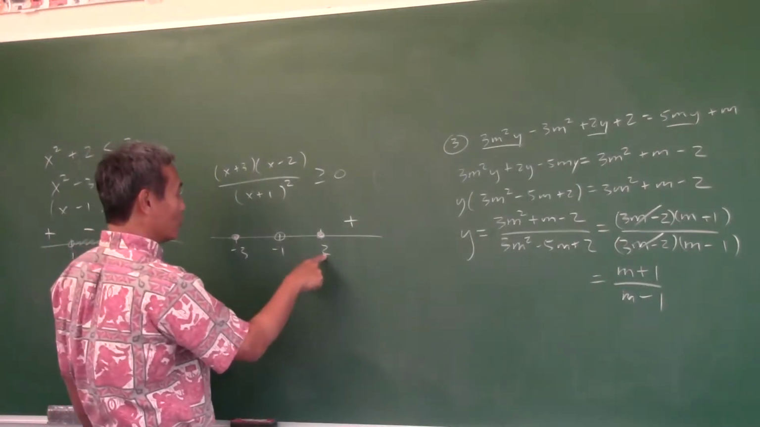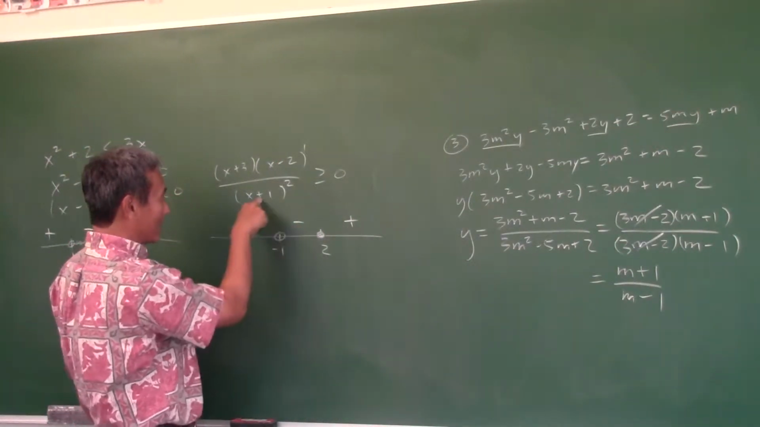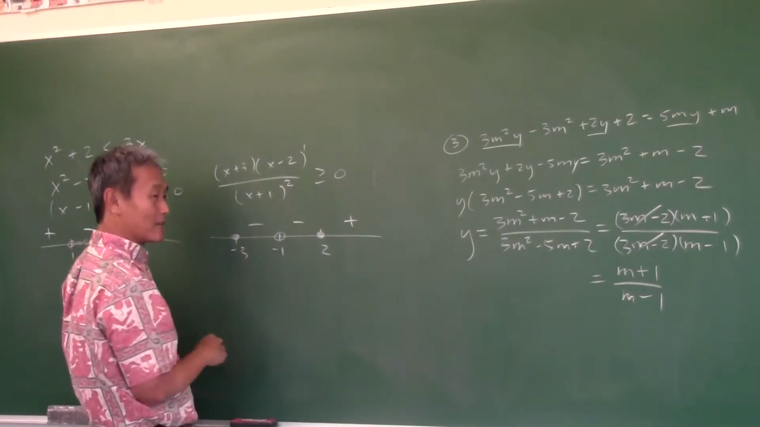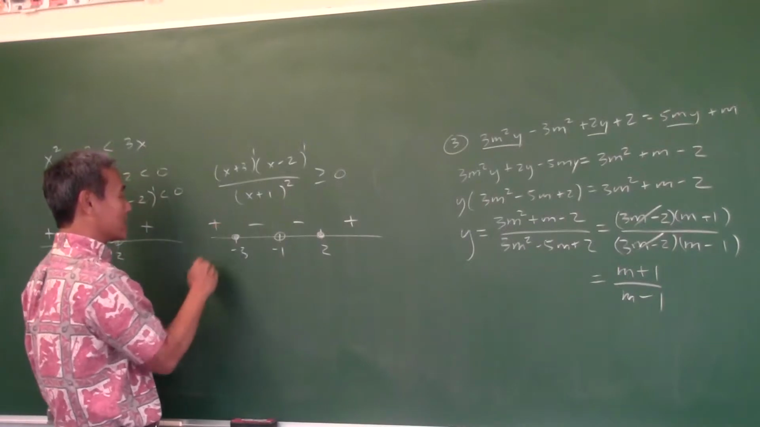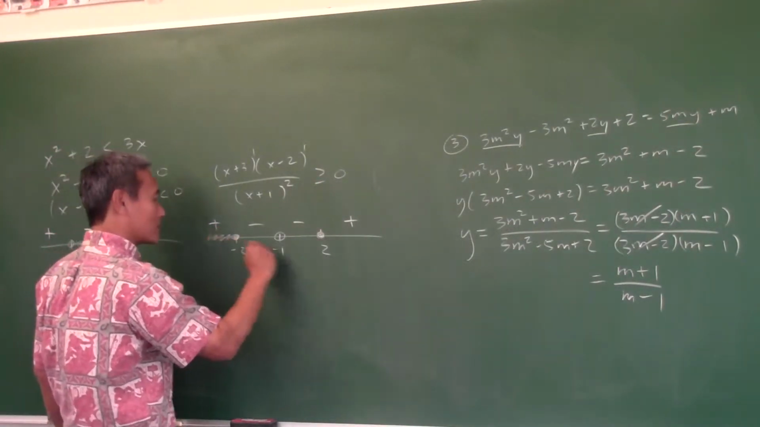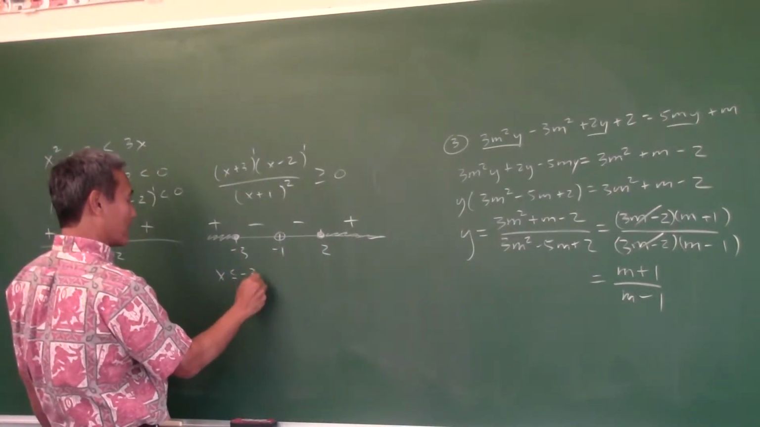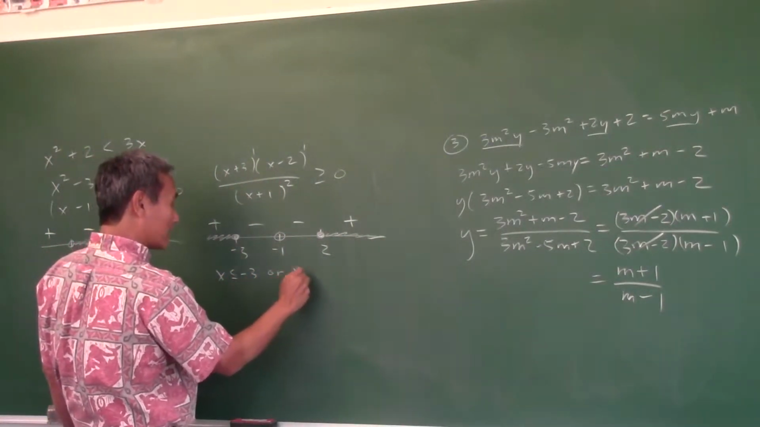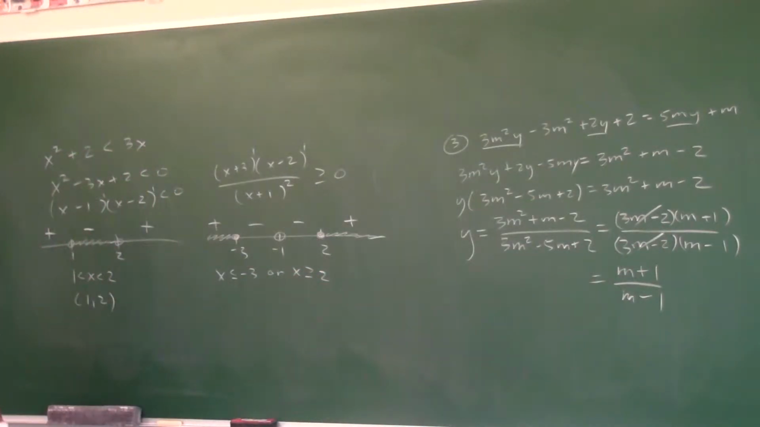Okay? And then 2 came from this factor, odd power, so it's going to change sign. Negative 1 came from this factor, even power, so stay the same. Negative 3 came from that factor, odd power, so it's going to change. And we're going to shade in everything greater than or equal to 0, so all the plus ones. So it's going to be like this. And so we got x is less than or equal to negative 3, or x is greater than or equal to 2. And you always have to use the proper words, either or and in between now.